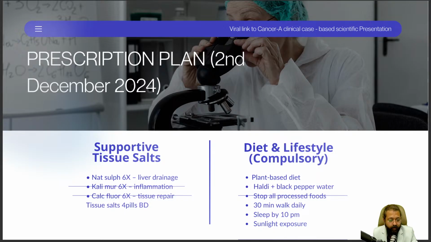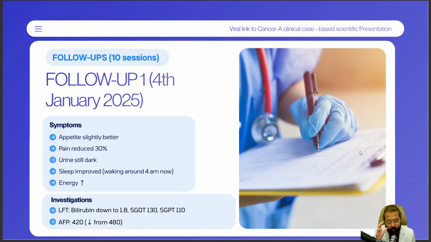Along with that: plant-based diet, haldi, black pepper water, stop all processed food, 30 minutes walk daily, sleep by 10 p.m., sunlight exposure. This is what we suggest. Now guys, the very important thing is we are talking about cancer cases. It's not like we are talking about loose motion or abdominal pain. So if we are not going to see the case improve, at least we need a follow-up of 10 sessions to get a clear understanding.